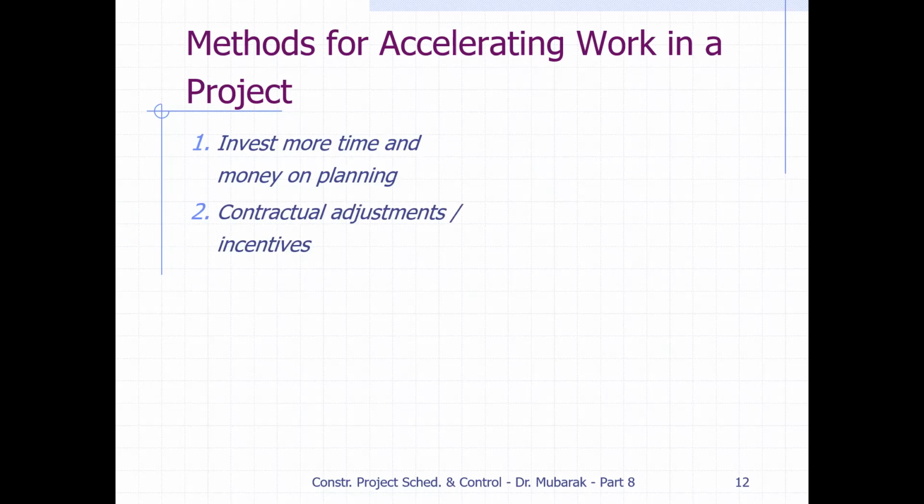Contractual adjustments, incentives. Just like you have seen before with the Northridge earthquake case, if there is an incentive in the contract, a bonus, then they can complete a project early. They can make adjustments to get that bonus.